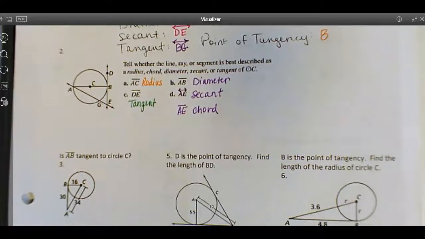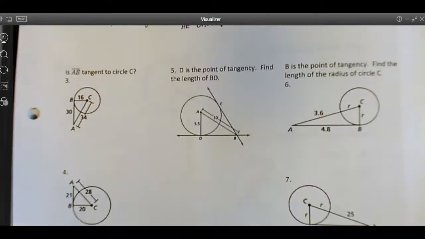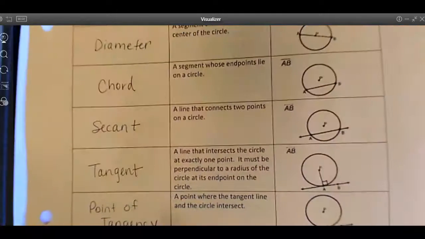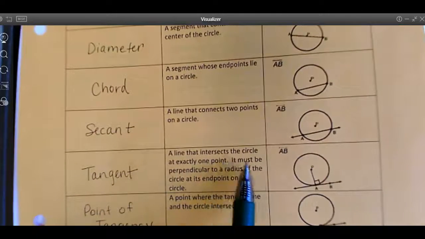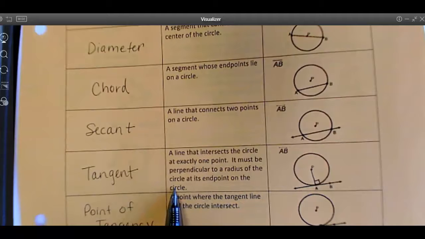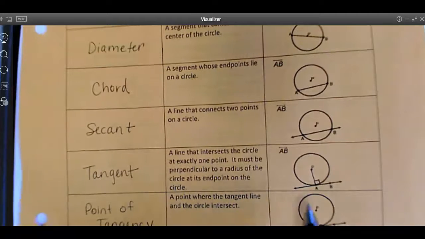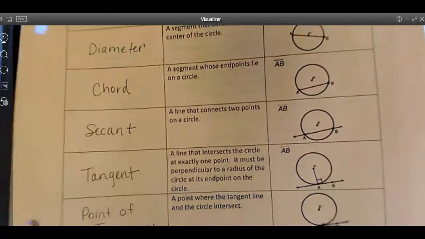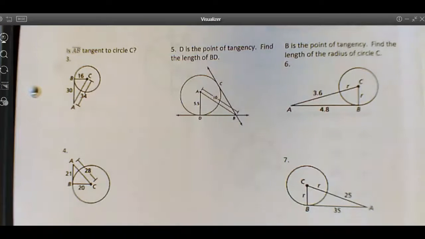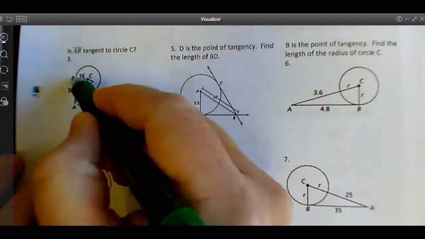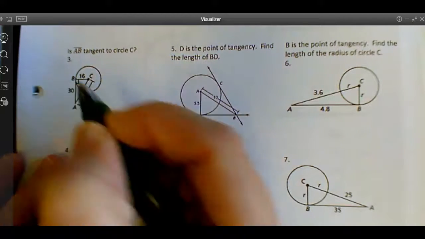Alright, so one of the rules in the definitions over here said that a tangent must be perpendicular to the radius at the circle at its endpoint. That means that this right here has to be a 90-degree angle. The question on 3 through 7 is asking, is the line that they give you a tangent or not? The way to prove it is to use the Pythagorean theorem to see if it's a 90-degree angle or not. So if AB is tangent, there should be a 90-degree angle right here.